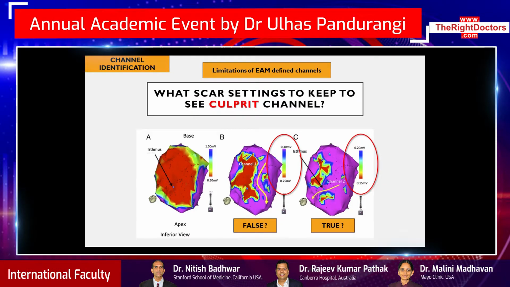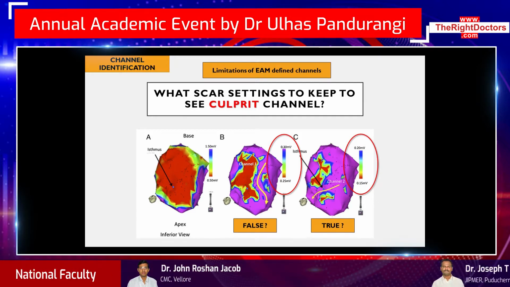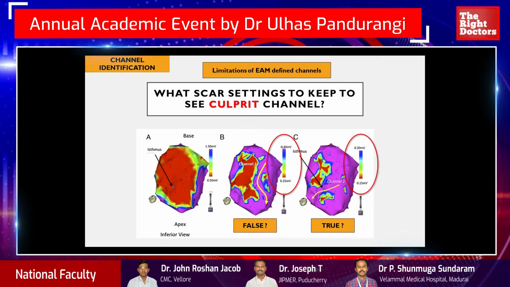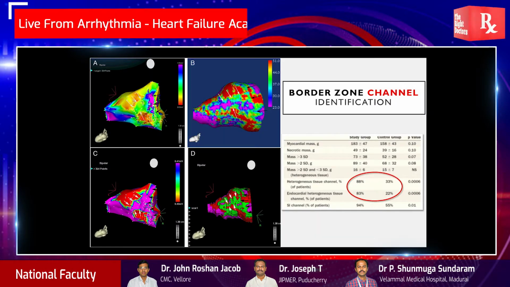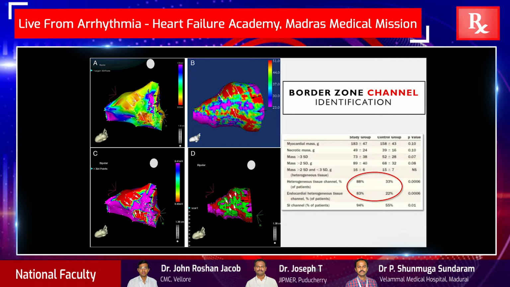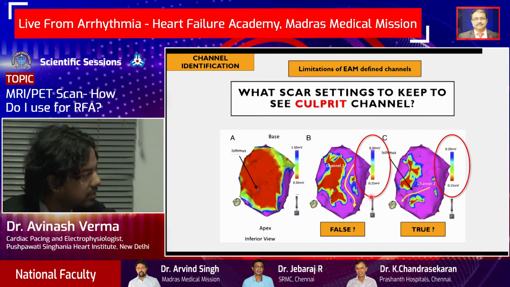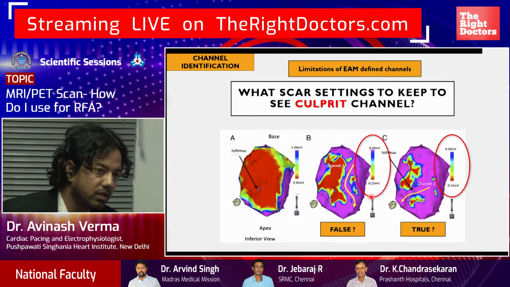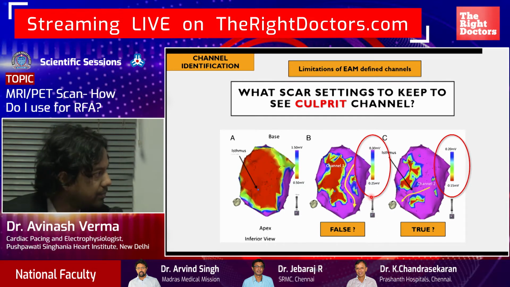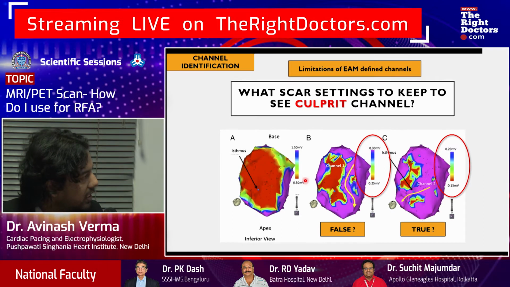So, coming back to the point, what is the limitation of EAM-defined channels? Now, this channel has been defined by MRI as heterogeneous and able to harbor an isthmus, whereas this channel is defined by an EAM, electroanatomical map, which we normally do in our labs. The difference between this channel and that channel is we don't know what settings to keep.